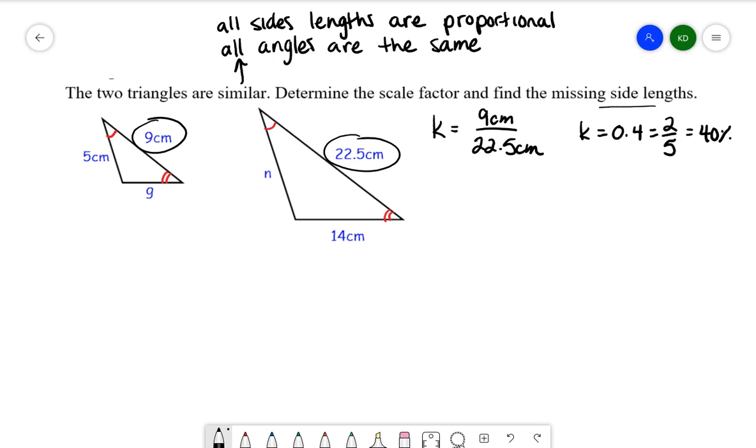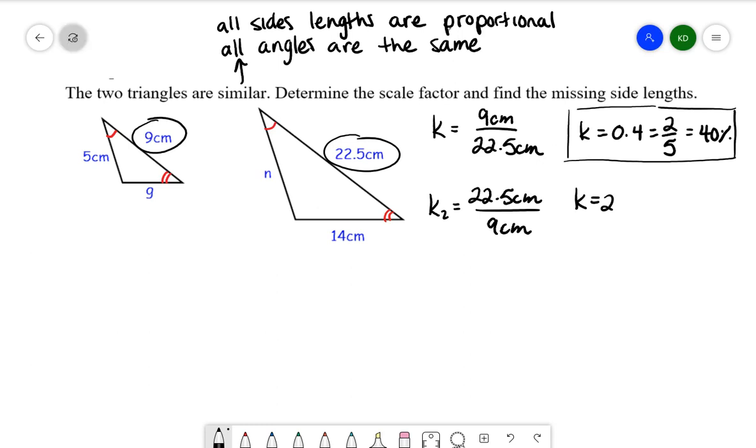Remember that we can represent the k value as a decimal, a fraction, or a percent. What if I put it the other way? Let's call this k2. If I had gone 22.5 centimeters and divided by 9 centimeters, what I would get here as a k value is 2.5, which as a fraction is 5/2, and as a percent is 250%.